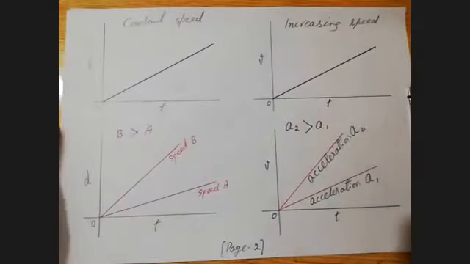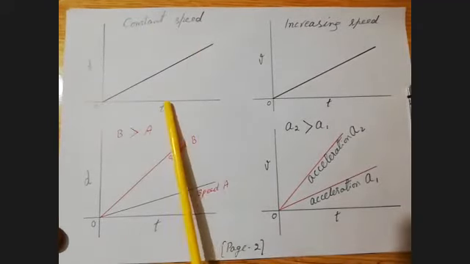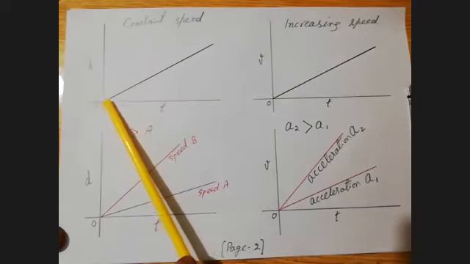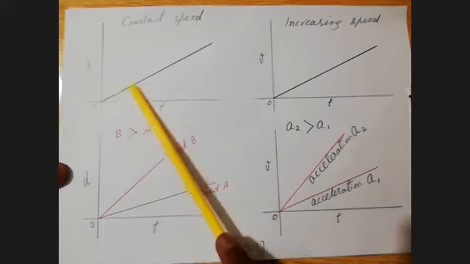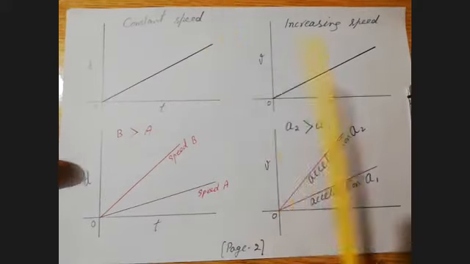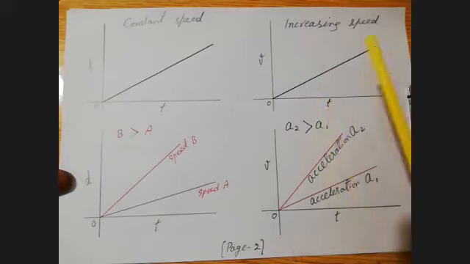Now come to page number 2. On page number 2, I have shown you constant speed in the distance time graph. Constant speed will be shown with the help of this type of line. It is showing that the body is moving with a constant speed. But in the case of the velocity time graph or speed time graph, this line is showing increasing speed. The increasing speed is shown with the help of this line.